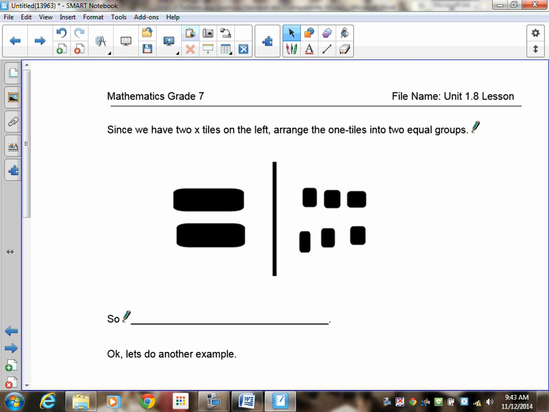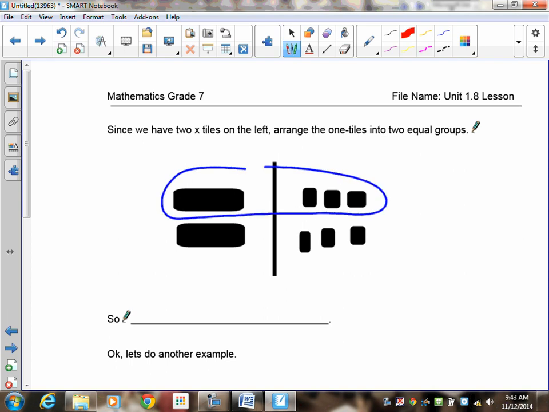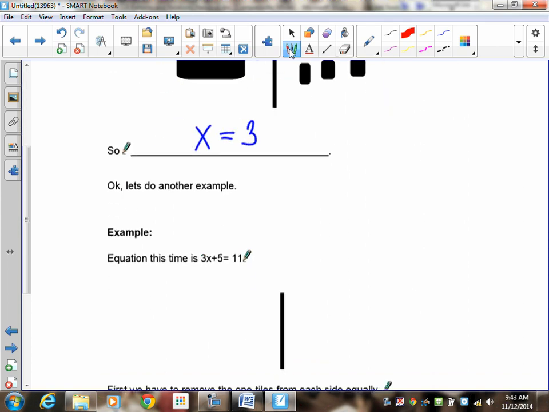I'm going to be doing some other examples with you in a moment, and I'll show you how to make sure that you get them done with the least amount of work as possible. So now that I know this, I've got them grouped. I've circled to tell Mr. Reedy that I know what x is equal to. In this case, x is equal to 3. All right, let's do another example.